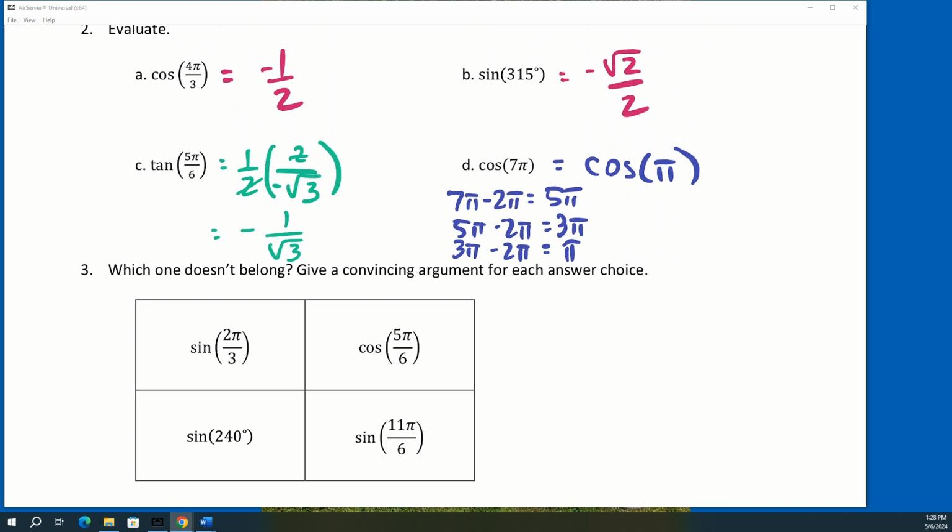So what is the cosine of pi? It's just the x. Negative 1.